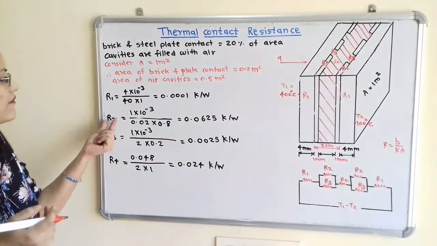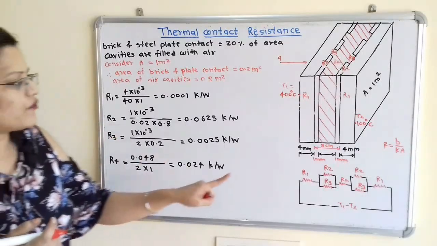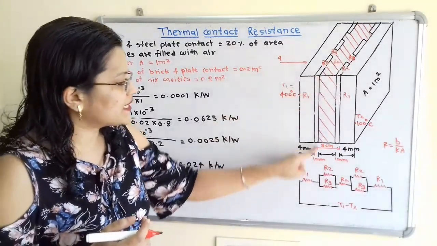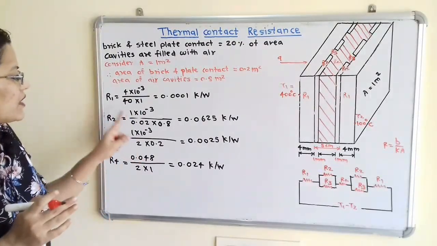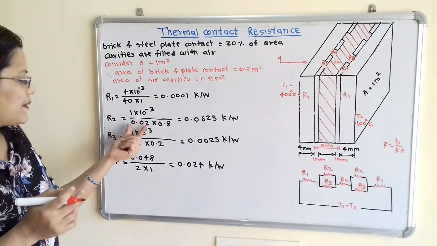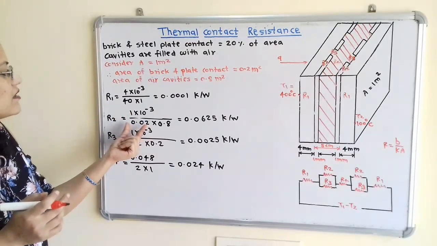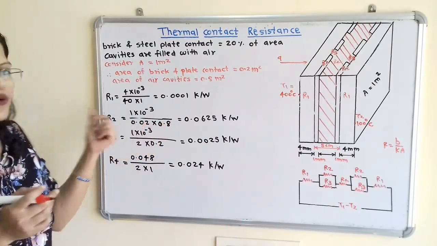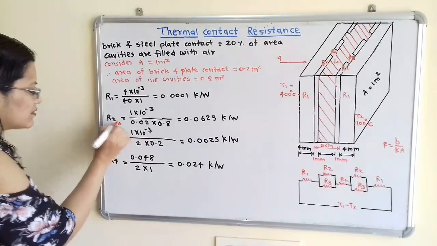Now in the same way we will find out R2. For R2, again the same formula, thickness. The thickness is 1 millimeter. For the asperities, the thickness is given as 1 millimeter. So 1 into 10 raised to minus 3 meter divided by K, that is the conductivity K. For this air, the conductivity is given as 0.02. So I will write here, R2 is for air.